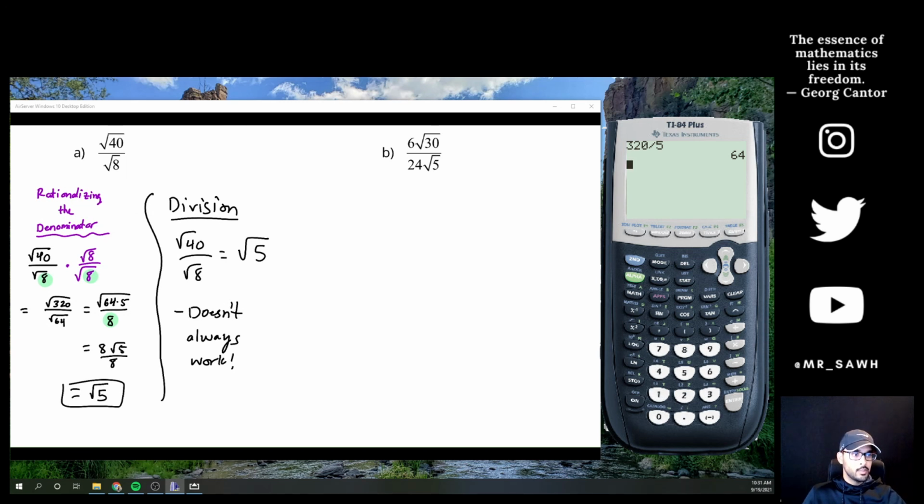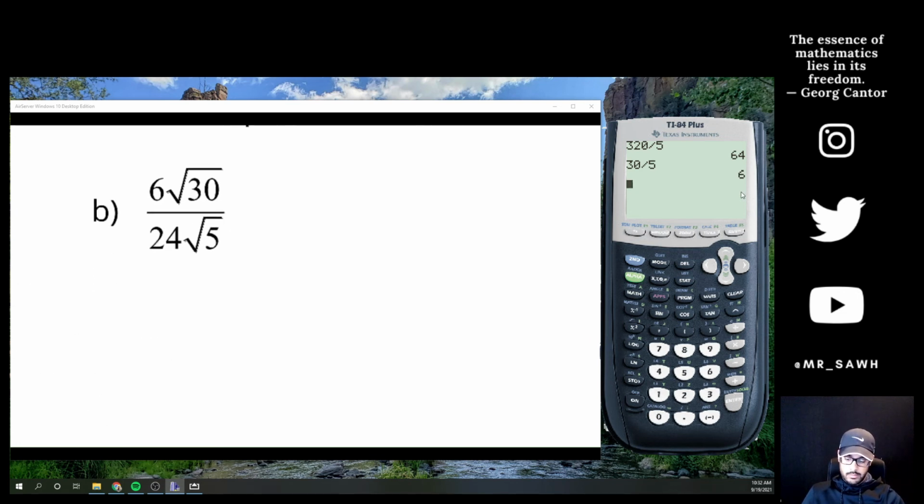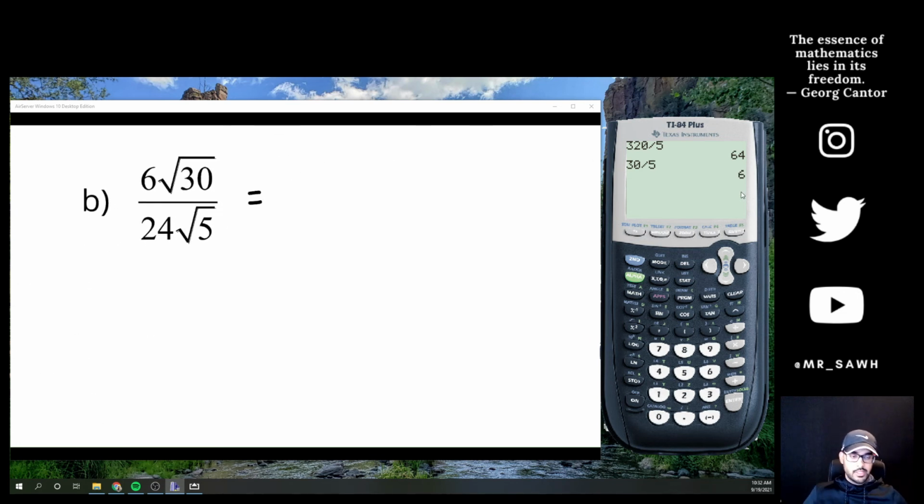But we won't rationalize this one, because if you look at the radicands of 30 and 5, well, they're going to divide each other nicely, and you get 6. Okay, so this one will work. So we've got to think about dividing our coefficients here first. One's a 6, one's a 24. It doesn't work perfectly, but I can reduce them to lowest terms.